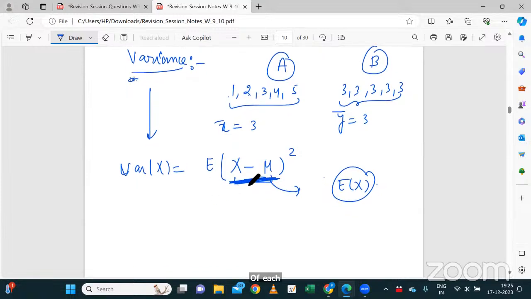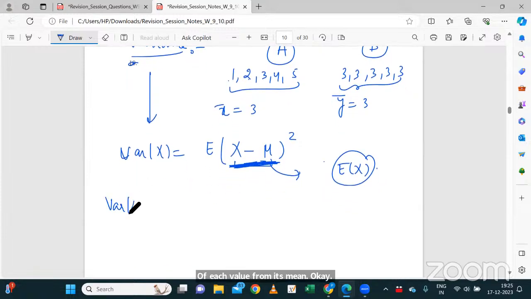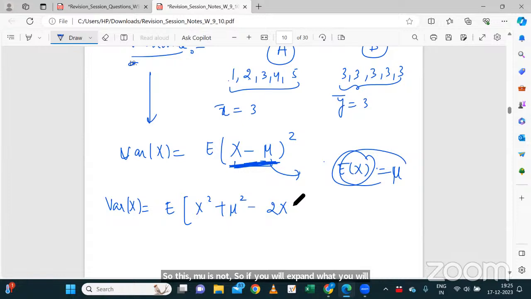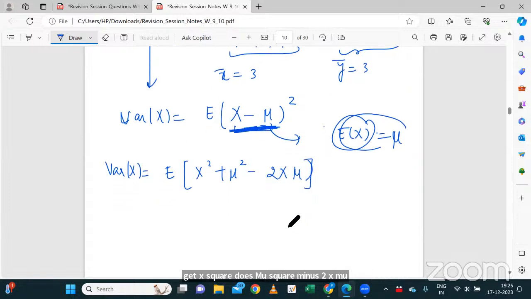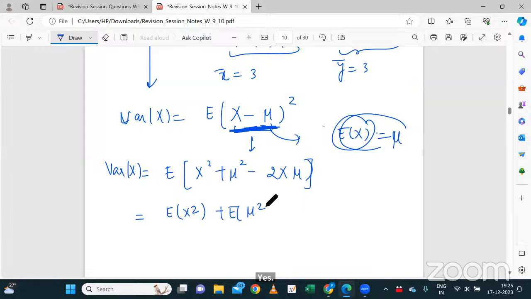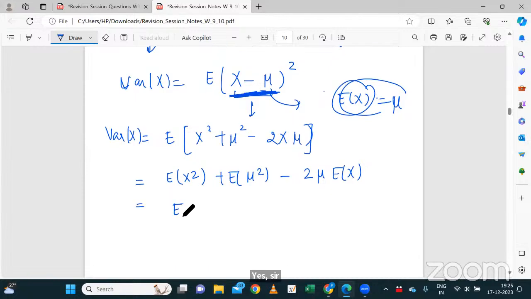Okay, if you expand this one, let me expand for now. So this mu is nothing but the expected value of x, right? If you expand, what you will get is x square plus mu square minus 2x mu. Now, if I take the expectation inside the bracket, it will be the expectation of x square plus the expectation of mu square minus 2 mu expectation of x. So it will be expectation of x square plus, this is a constant, mu square, right?